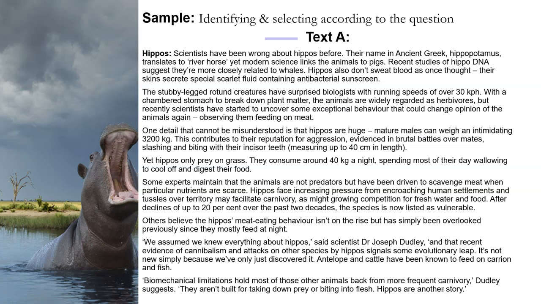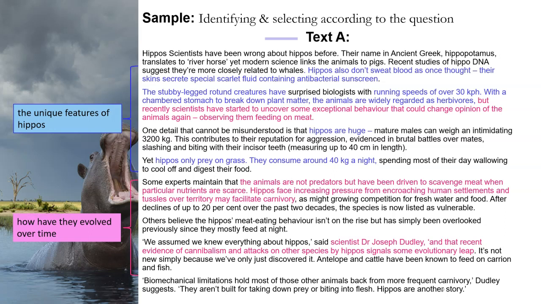So our task here is to identify and select according to the question's focus. What is the question asking us to do? One, to find the unique features of hippos and also how they have evolved over time. So in answering this question in an examination, you need to take your time and identify one, the unique features of hippos.